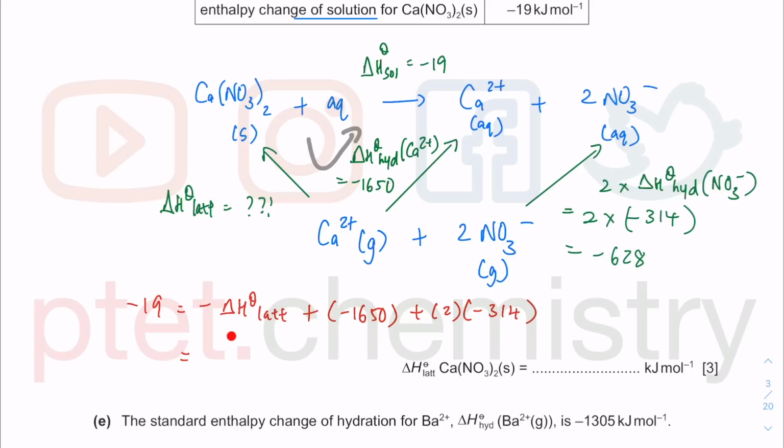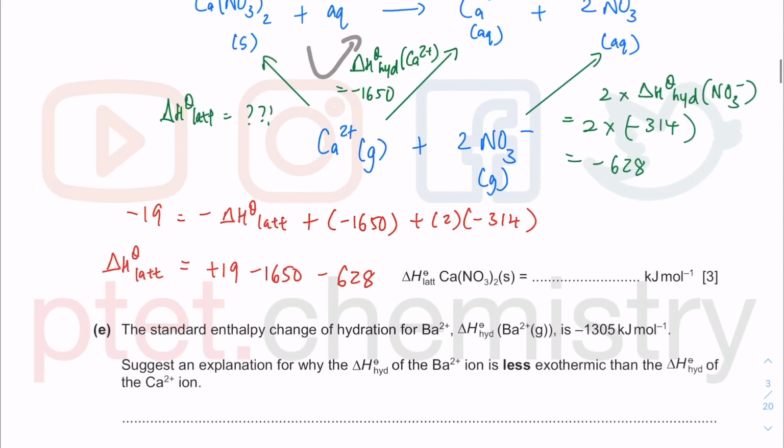Now they want the lattice enthalpy. I'm going to move the lattice enthalpy to the left hand side, and then I move the minus 19 to this side, so I get plus 19. This is minus lattice, which becomes positive lattice. This is going to become minus 1650. It's going to become minus 628. Now you're ready to just press your calculator, and you get minus 2259.